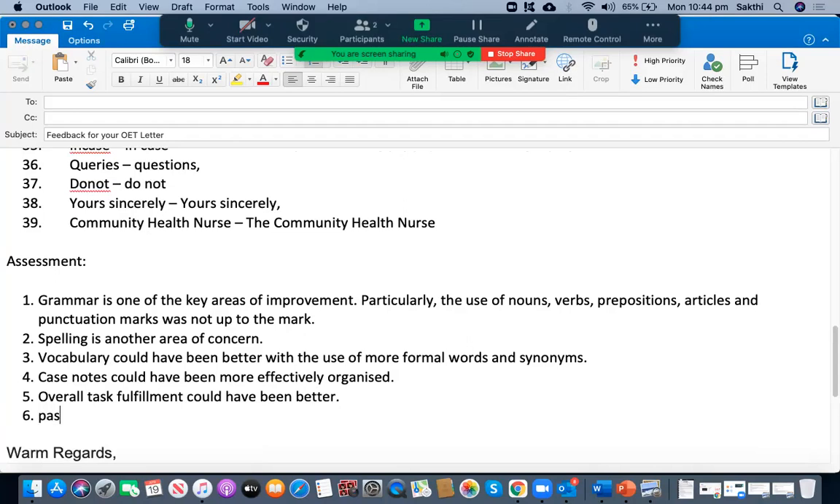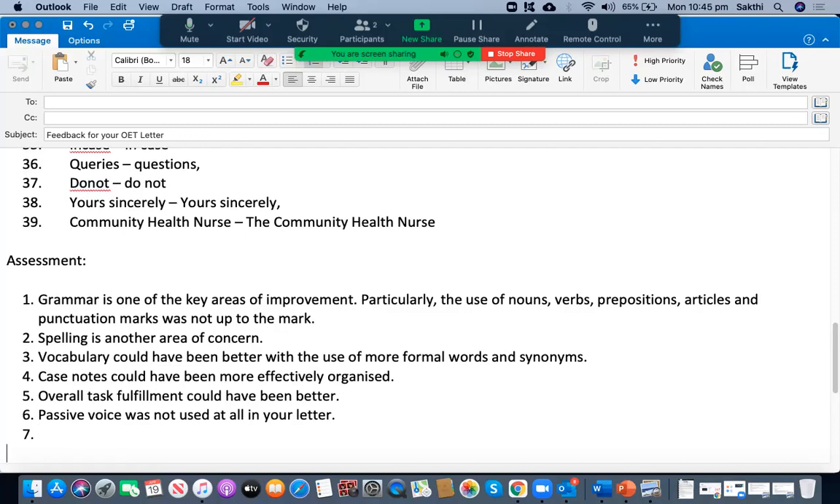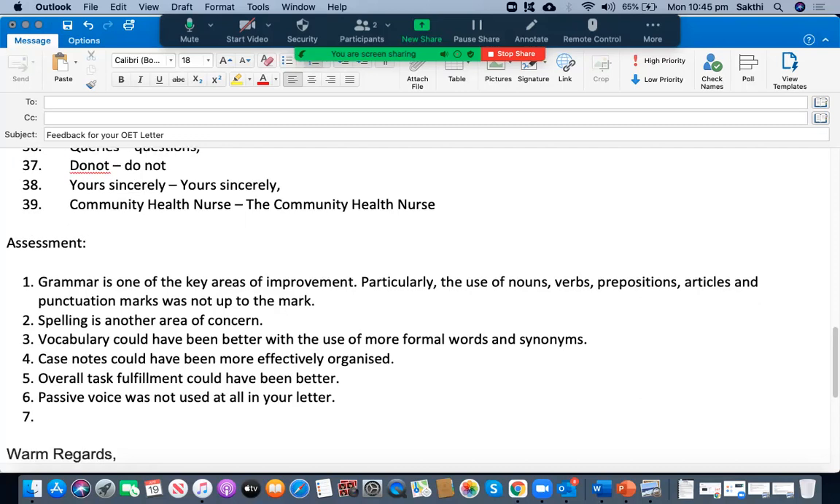Okay. Passive voice was not used at all in your letter, which actually makes your letter even more informal, which is not good. You should use passive voice form, okay? And you have to represent the information, but you didn't do that. It's not good. I'm not quite happy with that.